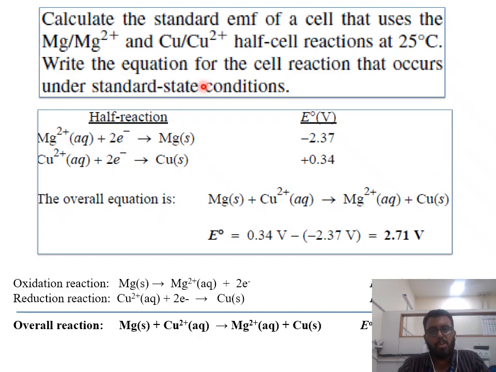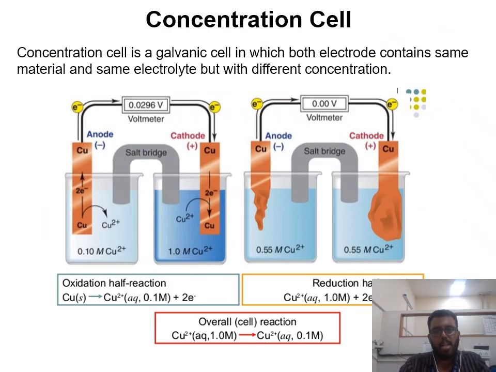Not only for the galvanic cell, you can also calculate the standard EMF of a cell, for example the magnesium copper system. As I told before, write the half cell reactions, write the standard reduction potentials, apply E cathode minus E anode, and then you will get 2.7 volt. The net reaction also has to be written.